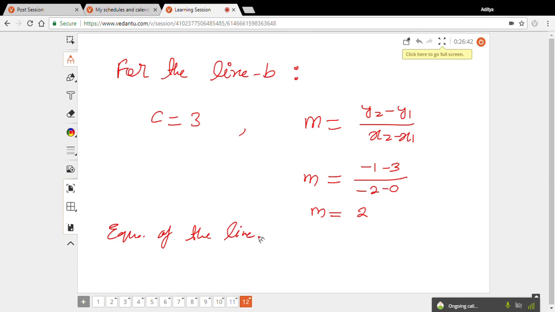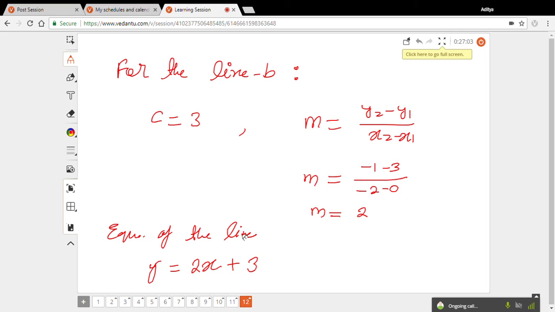y equals mx plus c. Yeah, that's a formula. So what would you get if you put these values? You need to substitute them at the place of m and c. For m you'd get 2. For x it will just be x, and plus c, so c will be 3.